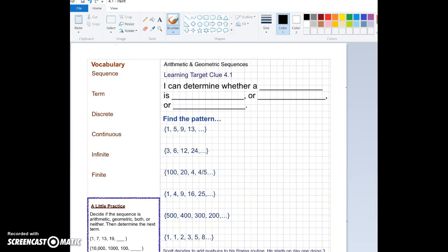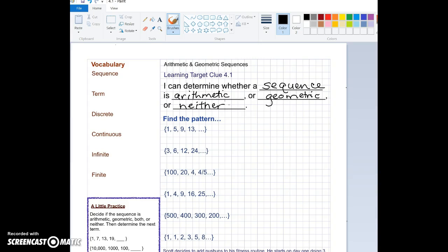First clue is I can determine whether a sequence, so go ahead and write the word sequence, is arithmetic or geometric or neither. I can determine whether a sequence is arithmetic or geometric or neither. Make sure you have all of that written in there. That's our learning target clue.